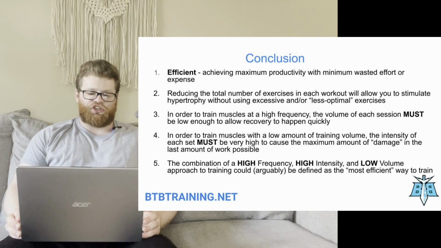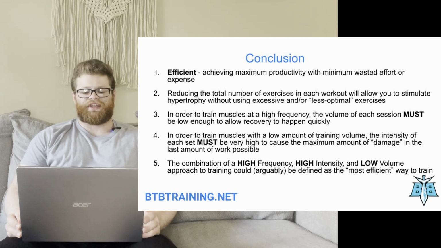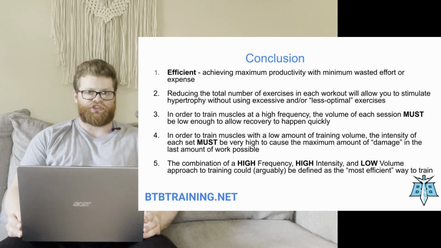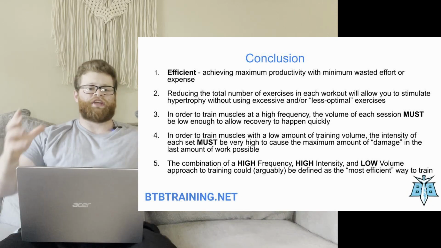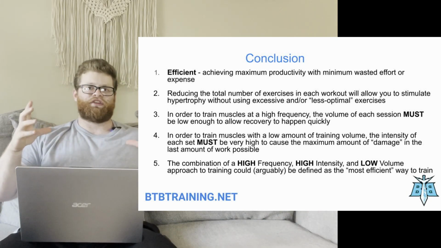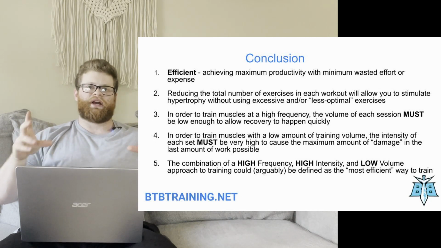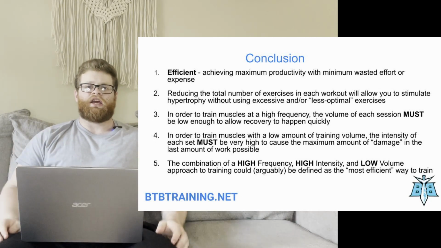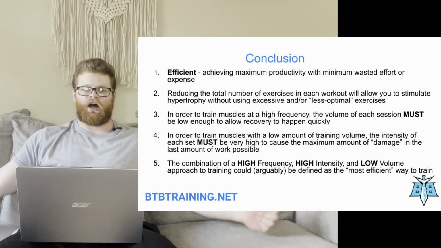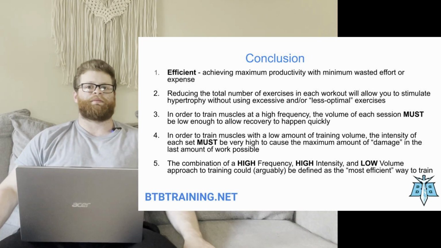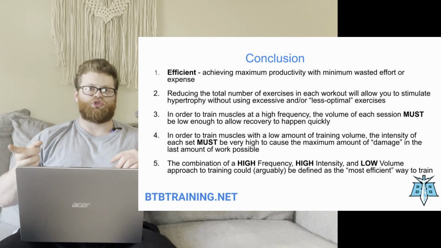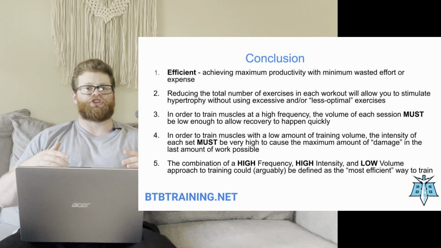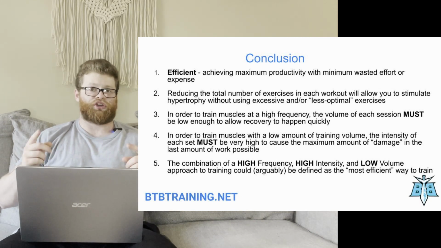Reducing the total number of exercises in each workout will allow you to stimulate hypertrophy without using excessive and or less optimal exercises. That's the main thing that I talked about in my first point: taking a look at your program and all of your exercises and seeing if you're doing a lot of exercises that are very redundant. If you're doing a lot of incline chest flies within the same session, maybe you're doing one on a cable and one on a dumbbell, maybe you just pick one and do the other one on your other session, or you just ignore the other one and get really good at the first.